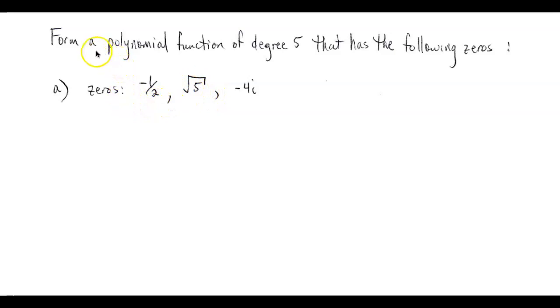And we notice that we have a polynomial and it's of degree 5. So what that's telling us is that we have 5 zeros that we have to account for. We see here that we have 3 of the 5 zeros, okay?